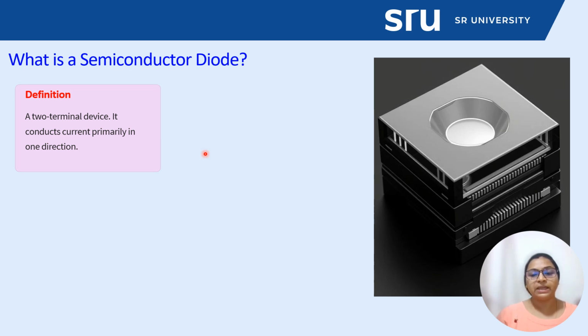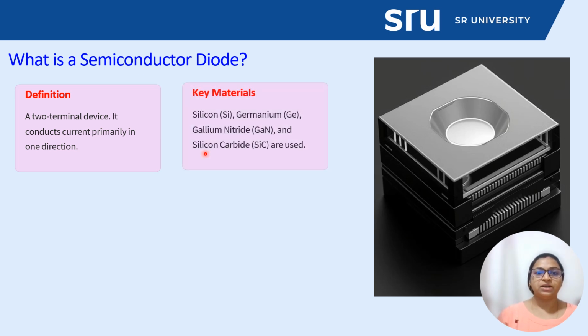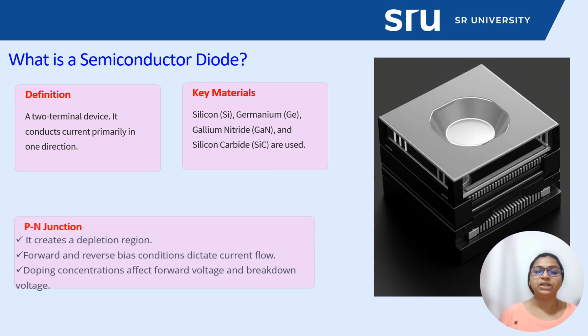When these two p-type and n-type materials are sandwiched, they form the PN junction. Examples of doped semiconductor materials are gallium nitride, silicon carbide, etc. These are the key materials for semiconductor diodes. In a PN junction diode, when the two N and P type materials are sandwiched, they create a depletion region. Forward and reverse bias conditions create the current flow. Doping concentration mainly affects the forward voltage and breakdown voltage.